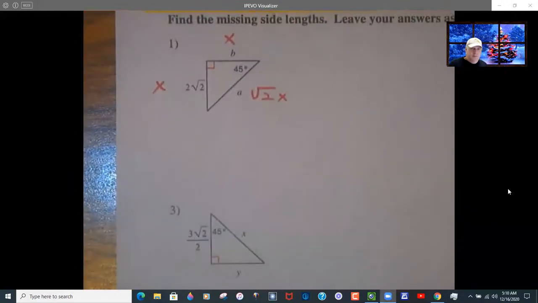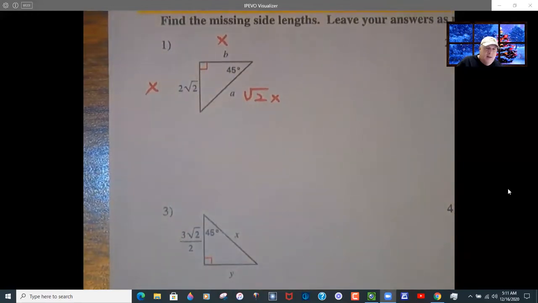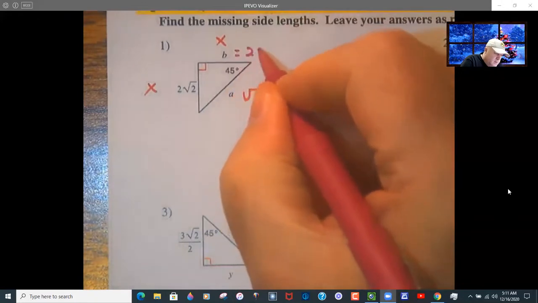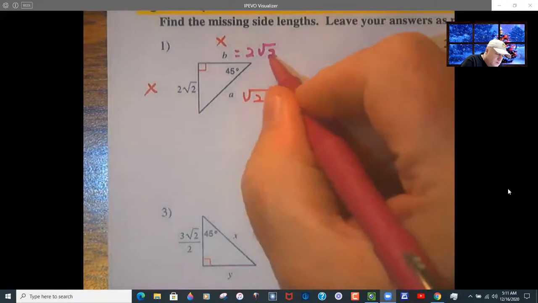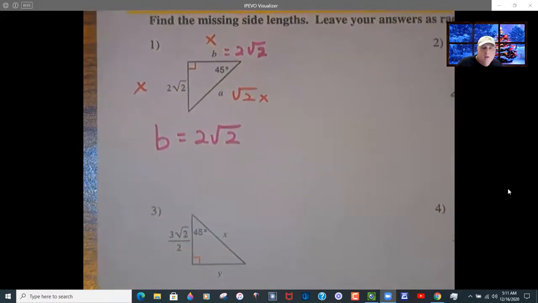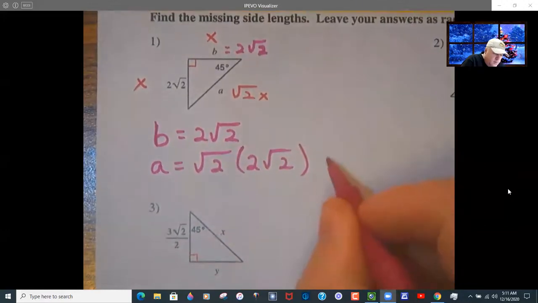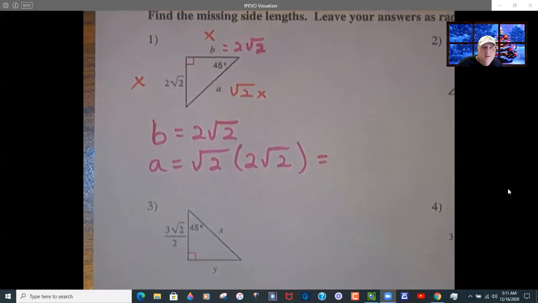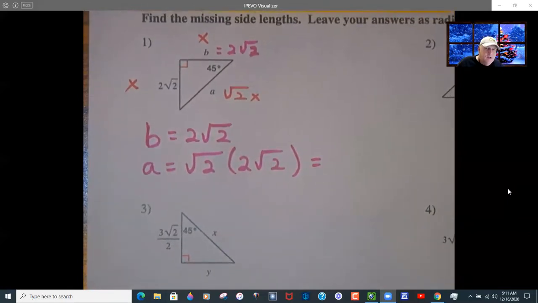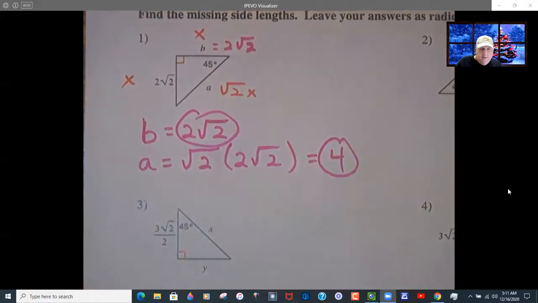It doesn't matter that you have different letters. Focus on the labels and going with what you know. So X in this is 2 times the square root of 2. That means this leg here is 2 times the square root of 2. So we could start off with B is 2 times the square root of 2. So what is A? Well, A is the square root of 2 times X, and X we know to be 2 times the square root of 2. Lots of square roots in this special right triangle assignment. When you punch that out on your calculator, you get 4 for that.